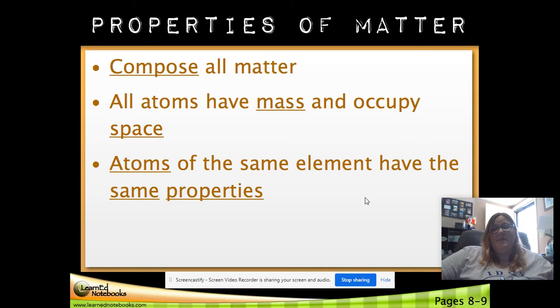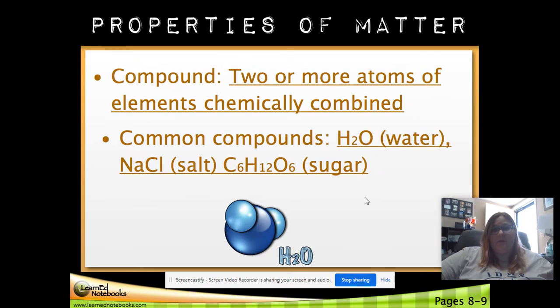Atoms of the same element have the same properties. If it's a carbon atom, it's a carbon atom whether there's a lot or a little. A compound is 2 or more atoms of elements chemically combined, like water is 2 hydrogen atoms, 1 oxygen atom. Salt is sodium chloride, and sugar is carbon, hydrogen, and oxygen. The little numbers represent how many of each there needs to be.